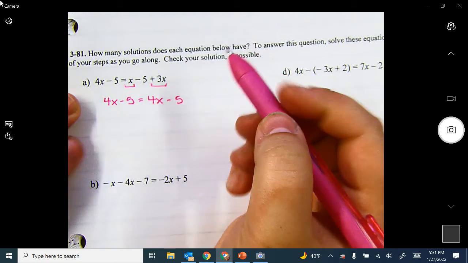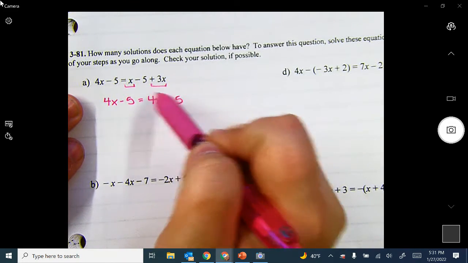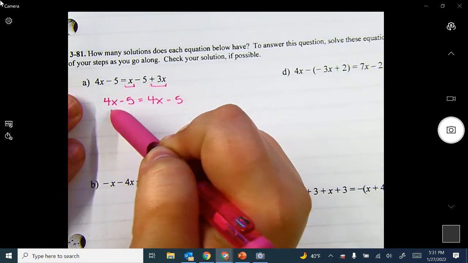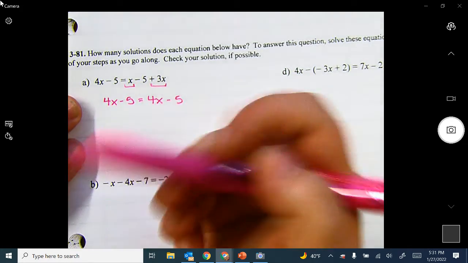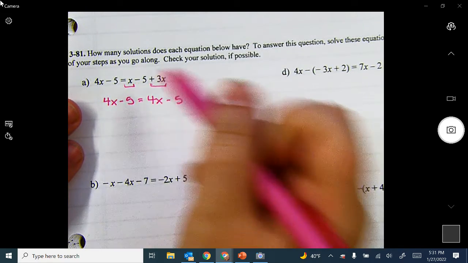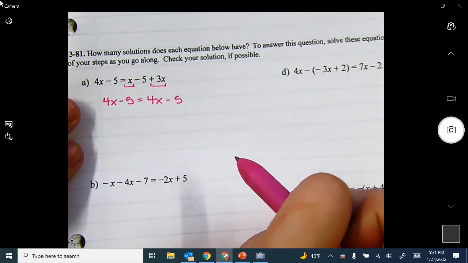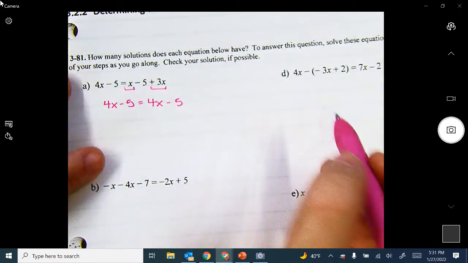Look at that. Okay, so right away you should be having a little red flag, right? Because I have the same thing on both sides. Notice I have 4x on both sides and I have a minus 5 on both sides. So if you recognize what this means right here, then you don't have to continue. You can just write your answer. But I'll go ahead and continue working through it for those of you that might need it.